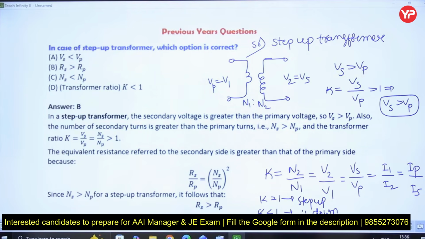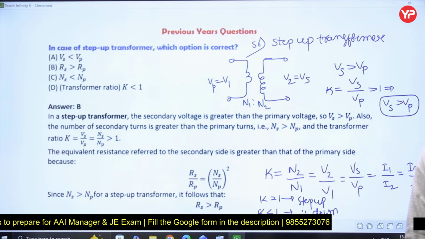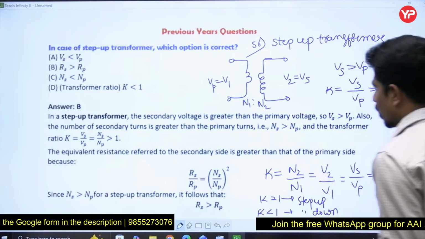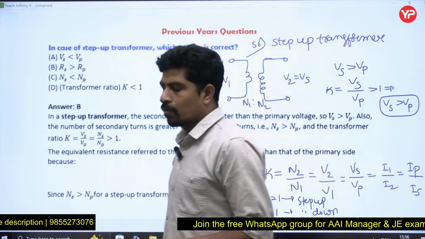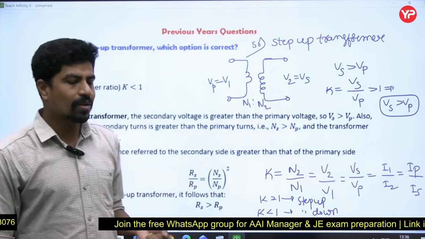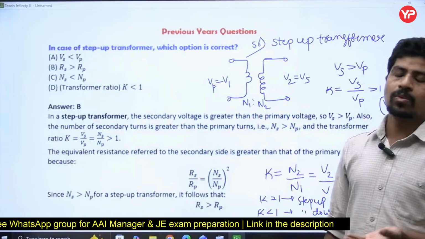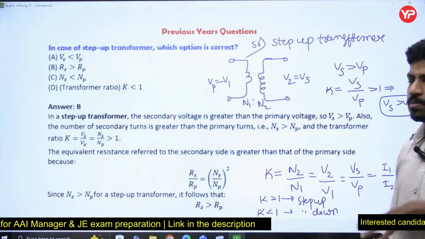K is exactly equal to 1 for a 1:1 transformer, which is not required here. In electrical or electronics engineering, people will study the 1:1 transformer, which is called an isolation transformer. We are not bothered about that, right? Either step up or step down. K greater than 1 is step up, K less than 1 is step down, right?